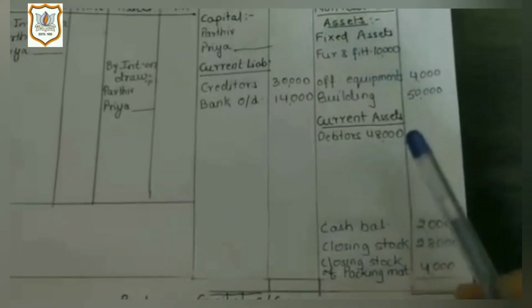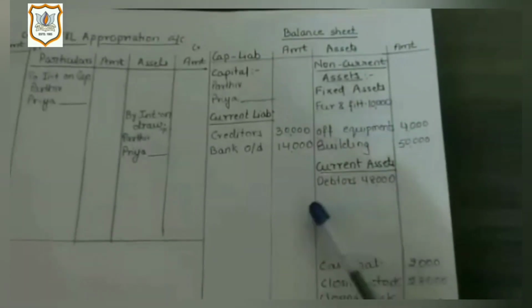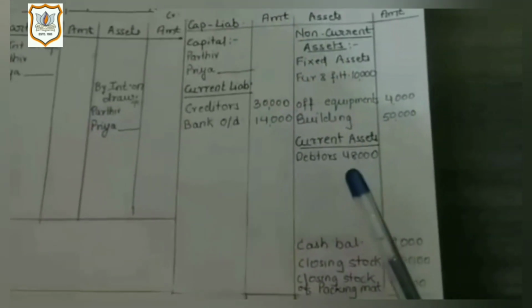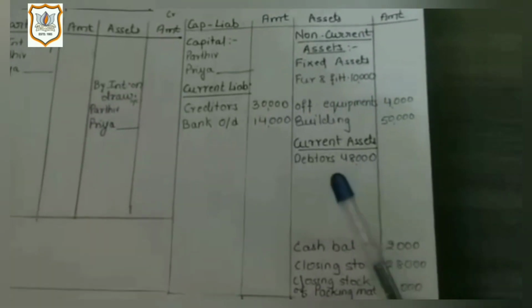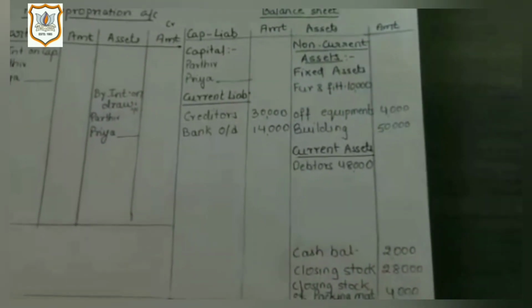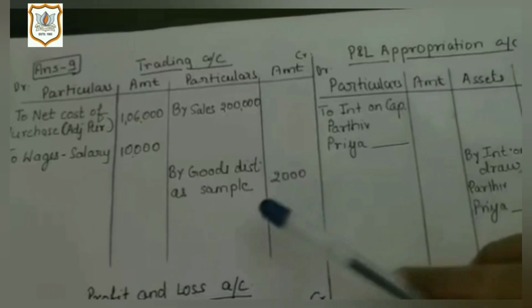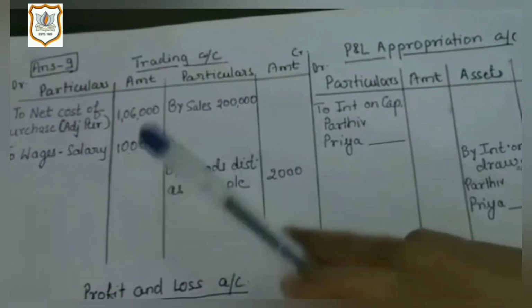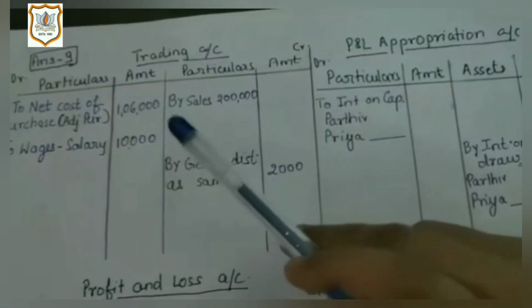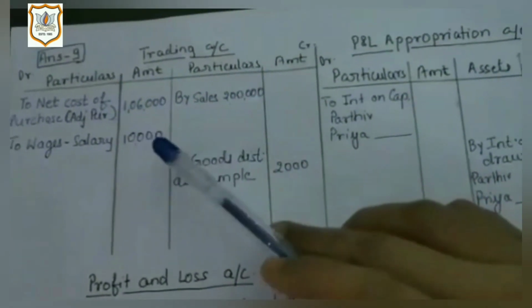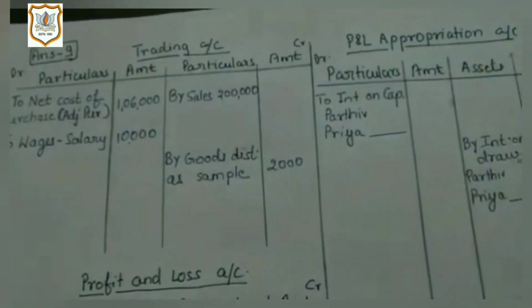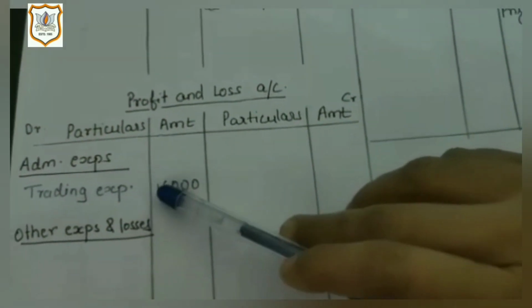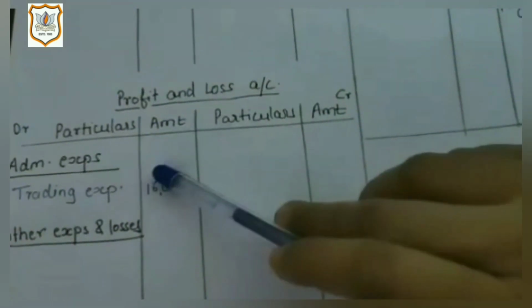Now next item is receivable. Receivable means debtors, which is given 48,000. I have written it in inner column because it has related adjustment. Now next is wages. We will record it on debit side of trading account since it is an expense which is directly related to production. Next is trading expense, which will be recorded on debit side of profit and loss account.